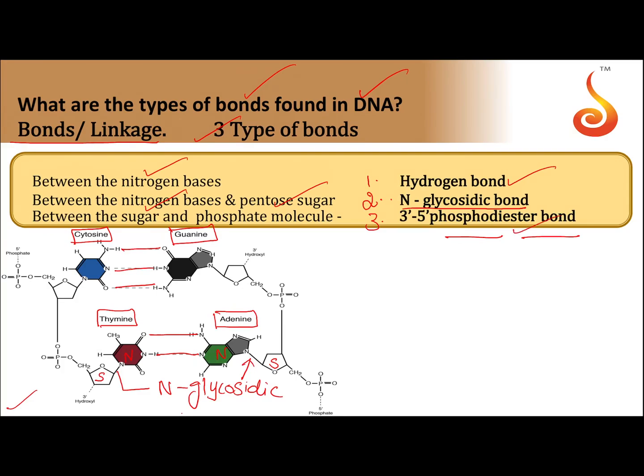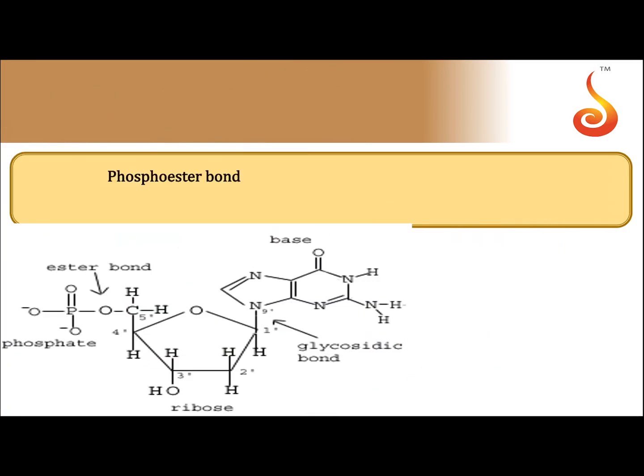The third bond is the phosphodiester bond. Two nucleotides are joined with the help of phosphodiester bond. Phosphodiester bonds are present between sugar and phosphate. A single nucleotide contains an ester bond or phosphoester bond.